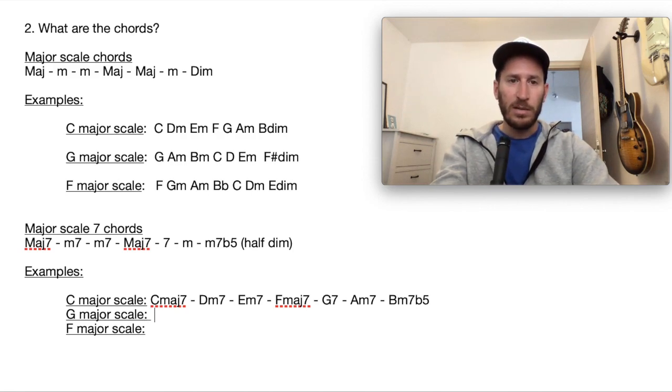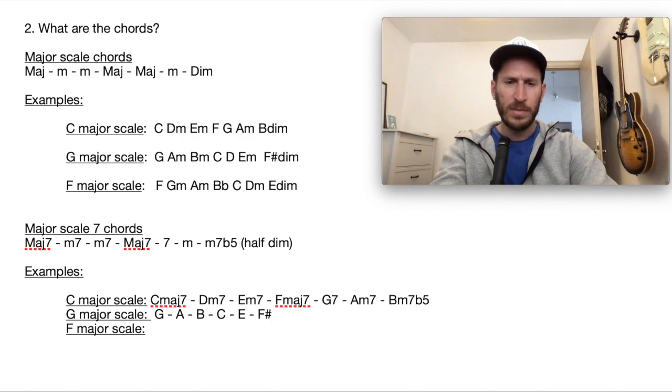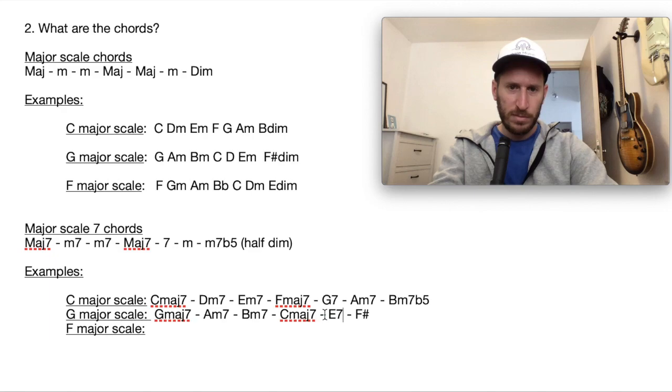On G major scale, we know the notes are G, A, B, C, D, E, F sharp. Now we apply the name of the chords that we get, so it'd be G major 7, A minor 7, B minor 7, now C major 7, oh sorry, of course D7, I forgot the D, E minor 7, and F sharp minor 7 flat 5.